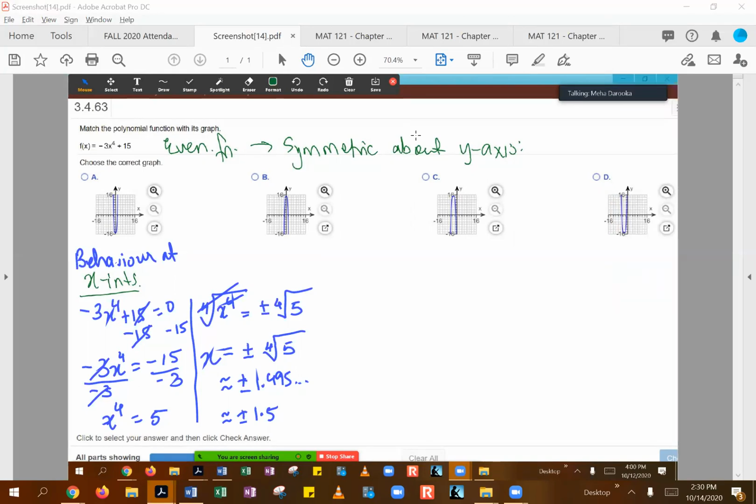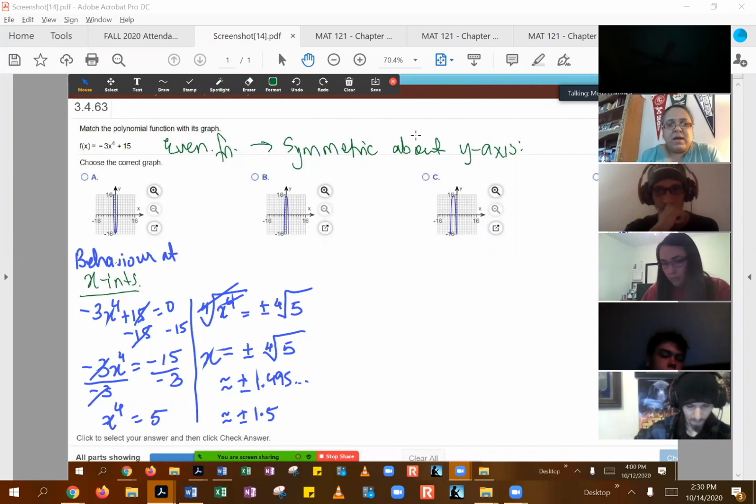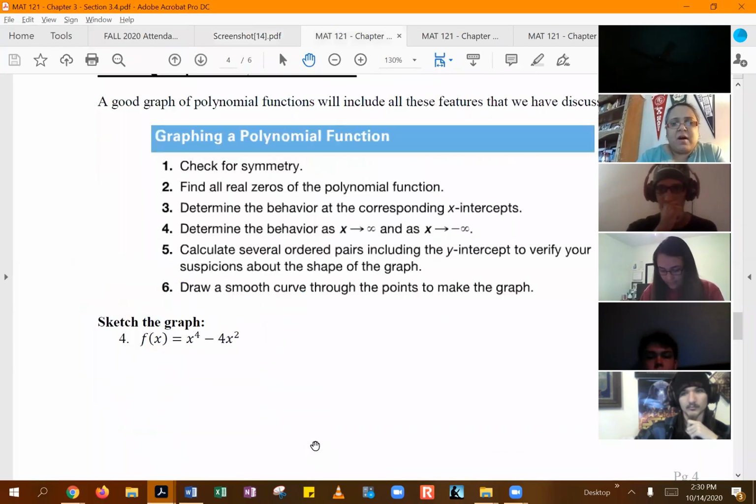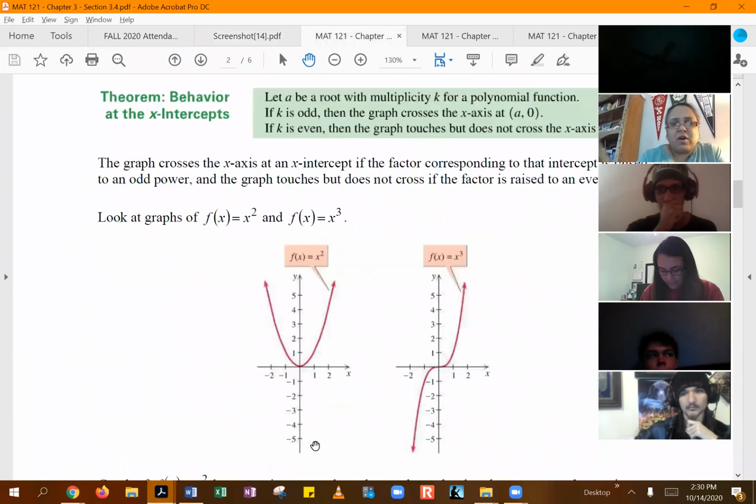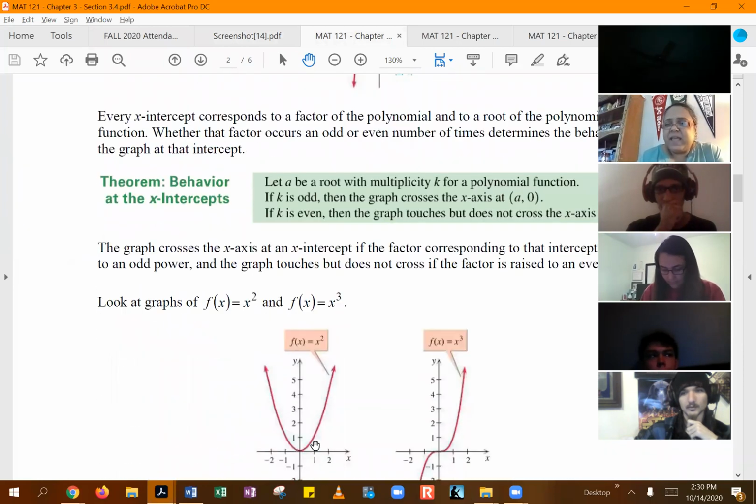Okay, so we've got our x-intercepts. Now this is actually going to be an interesting example, because if you think about where we got these answers from, you can think about it as x to the fourth, but x to the fourth was equal to 5, right? It was not equal to plus or minus 1.5. So typically when we talk about the behavior of our x-intercepts, we're talking about whether they cross the x-axis, or touch but not cross.